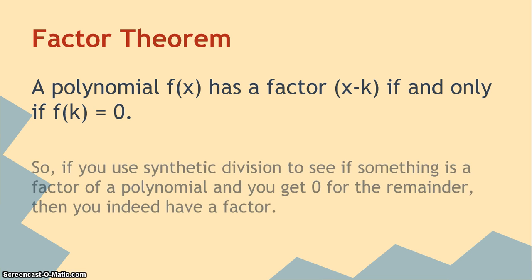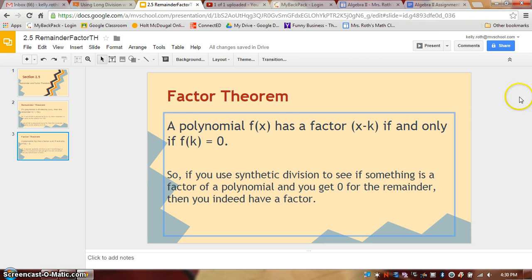Okay, so what it means, if you use synthetic division to see if something is a factor of a polynomial, and you get 0 for the remainder, then you indeed have a factor. So if you go through that whole process of synthetic division and your remainder is 0, then you actually do have a factor of the polynomial, and you can potentially continue to factor it.